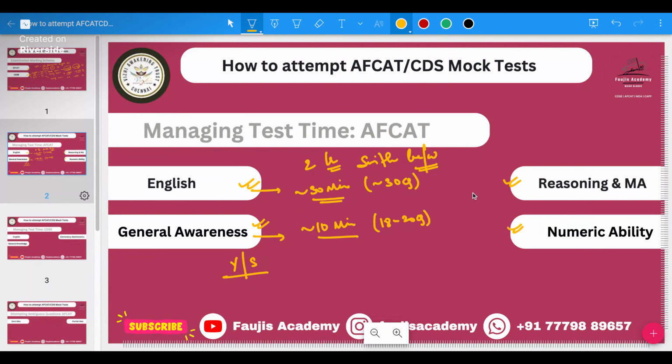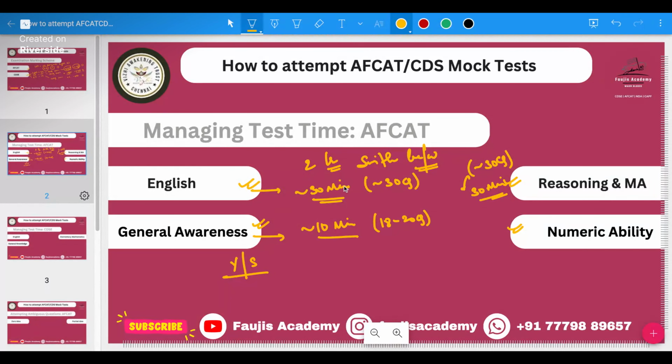And then reasoning and military aptitude. Everyone is pretty much aware that as far as AFCAT is concerned, the questions are not that high level. So given the close to 30 questions that you might encounter from the reasoning section, again 30 minutes is pretty much sufficient for it.